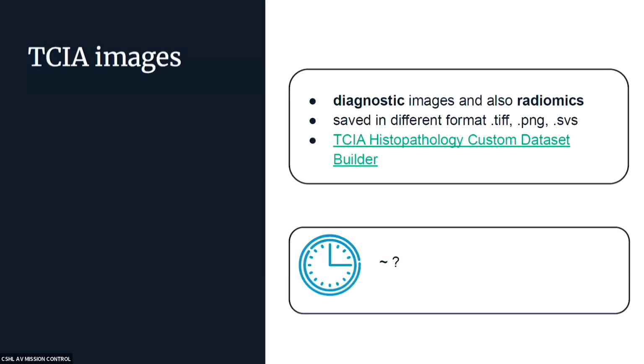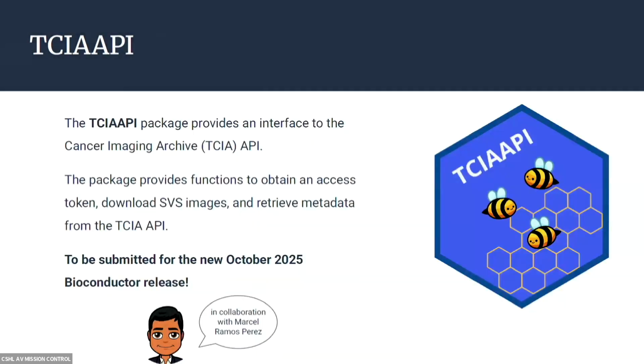And also we have another project that is TCIA images. It's another repository of public data. They also have different images, also the diagnostic ones, but also radiomics. And they are saved in different formats like TIFF, SVS, or PNG. We didn't download all of them, but if you want to check how much time you would spend to download all the images, you can use the TCIA API.